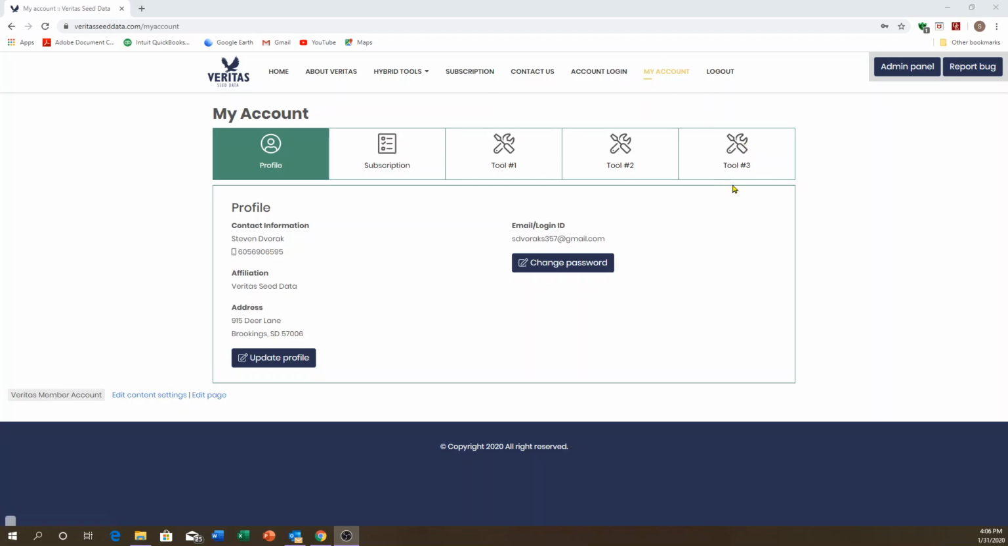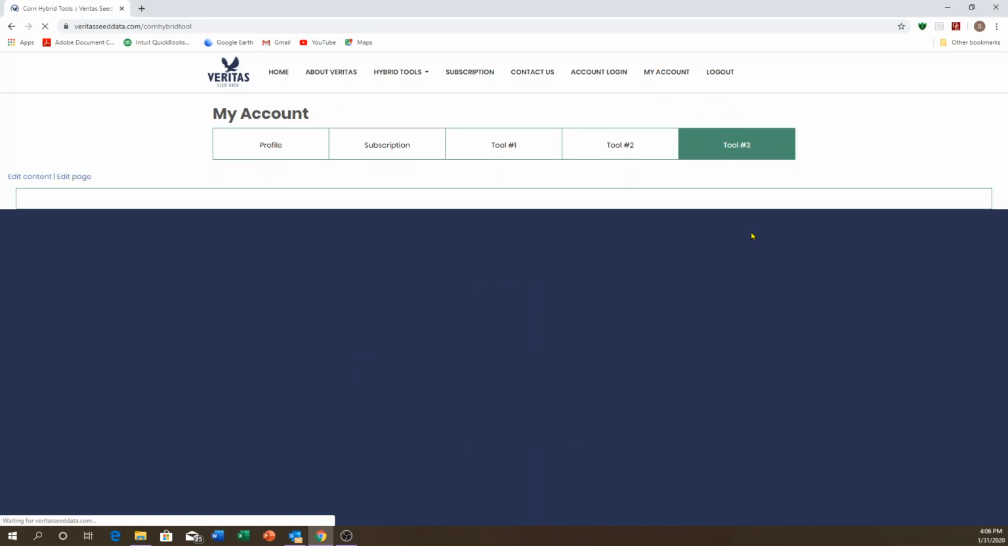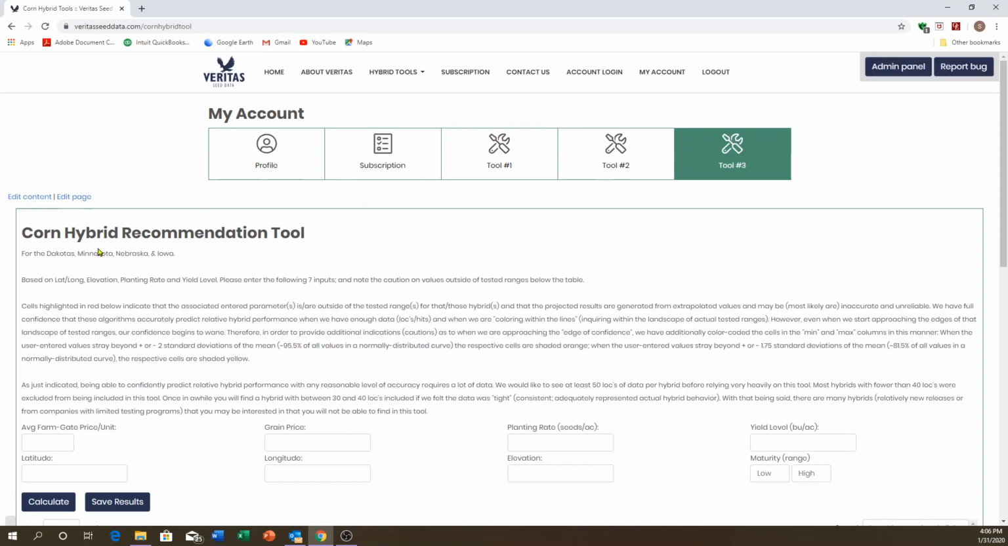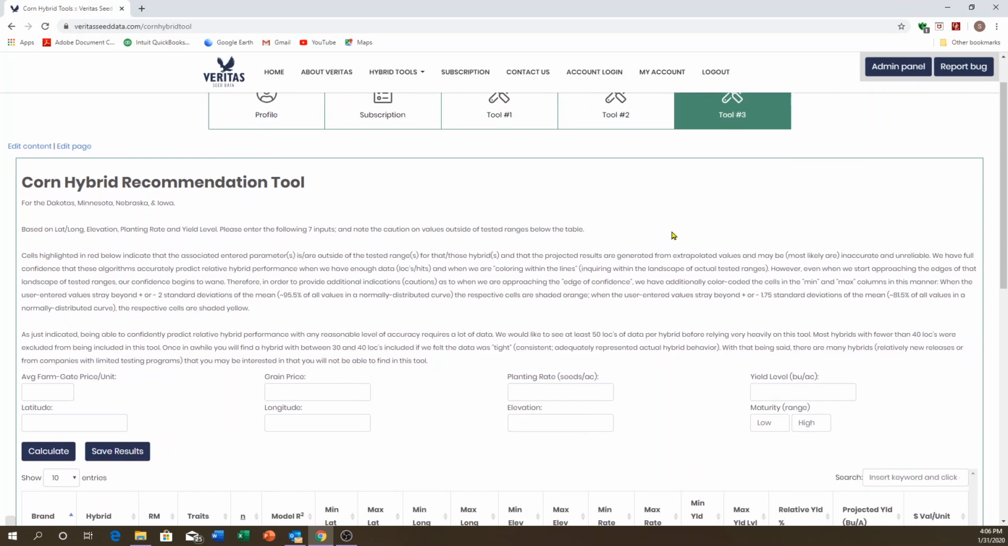Again, back to the My Account page, click on tool number 3, and that will take you to this Corn Hybrid Recommendation Tool. Again, it's more of a performance prediction tool than it is a recommendation tool. It's just one of the many items that you need to consider when making hybrid selection or purchase decisions. But it's a fun one. I think it's a pretty important one.